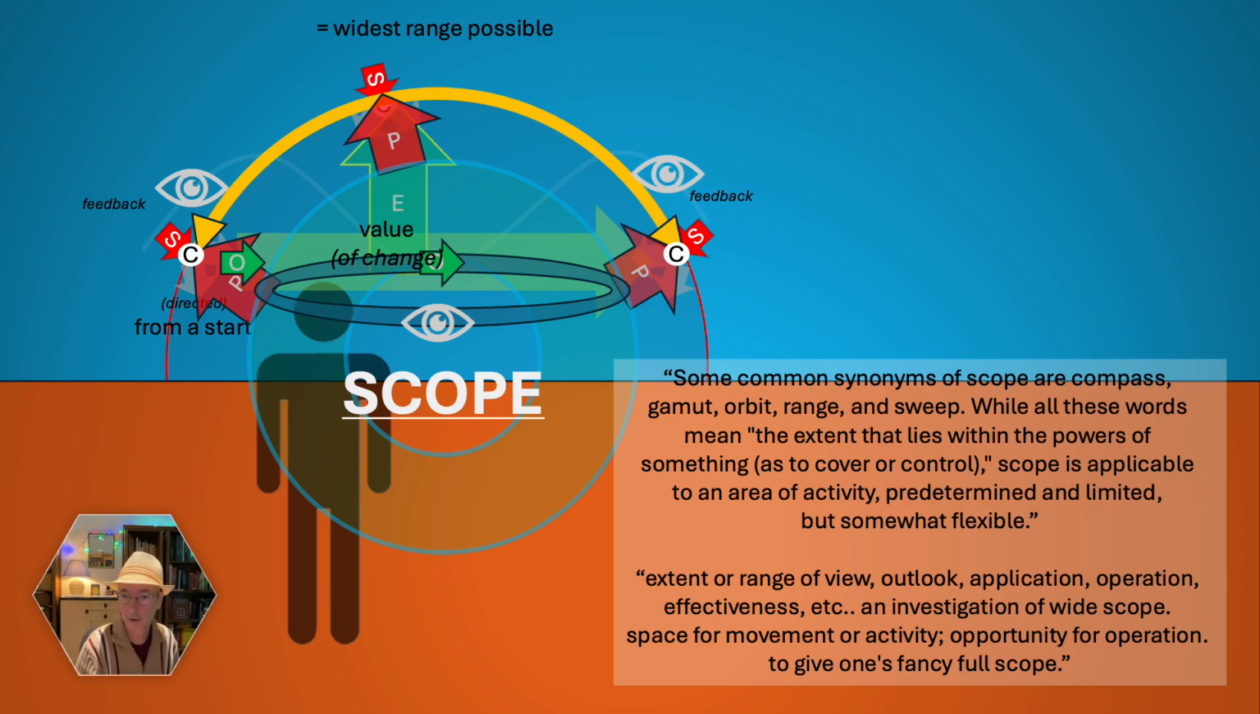But you can, of course, also just Google the synonym for scope and see what it means. Will this tell you more? I don't know. Some common synonyms of scope are compass, gamut, orbit, range, sweep. With all these words, I mean the extent that lies within the powers of something as to cover or control. Scope is applicable to an area of activity predetermined and limited, but somewhat flexible. Is that more clear? I'm not sure. Extent or range of view, outlook, application, operation, effectiveness, etc. An investigation of wide scope, space for movement or activity, opportunity for operation, to give one's fancy full scope.